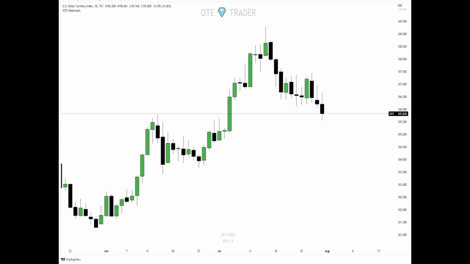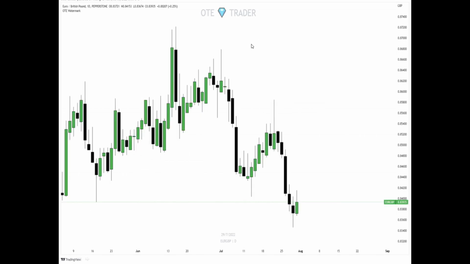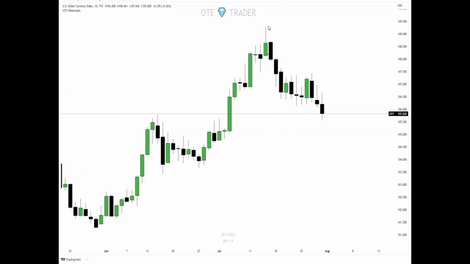We have the dollar index daily chart. This is all very recent. I like to do the webinar with recent price action so we can gauge what could happen next potentially. So looking at this daily chart, right? We came off this high over here.